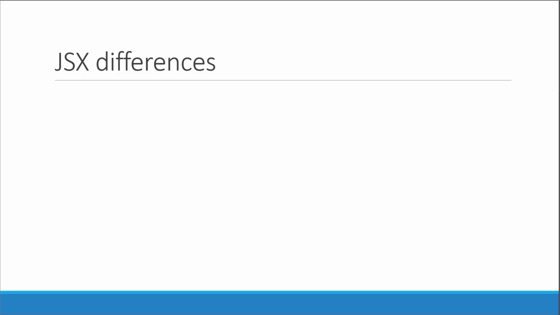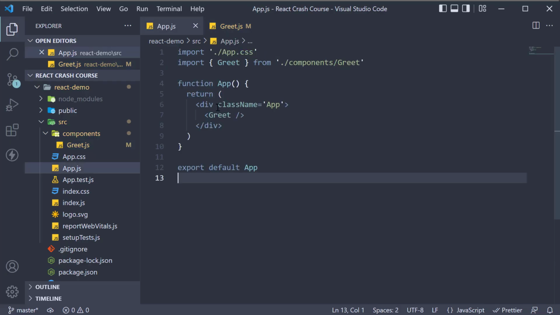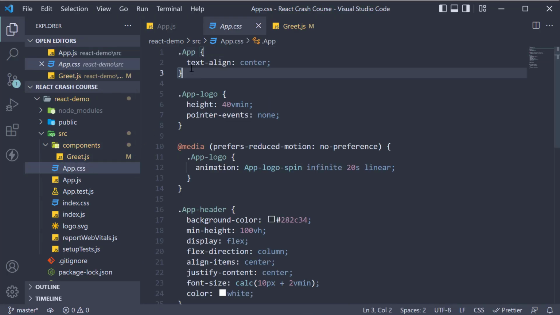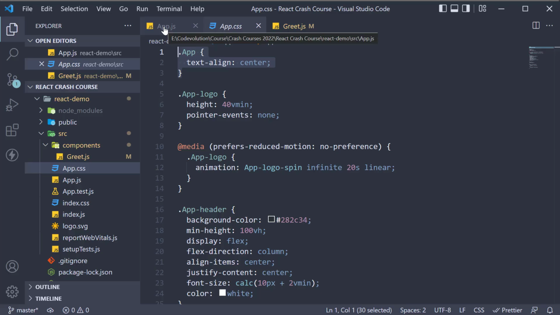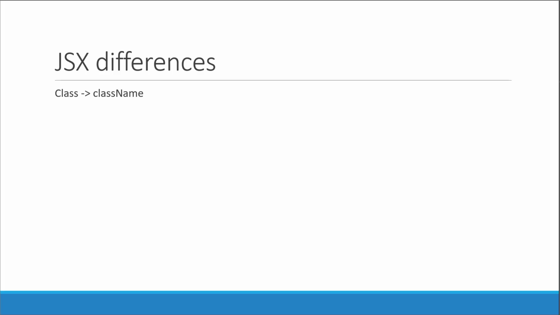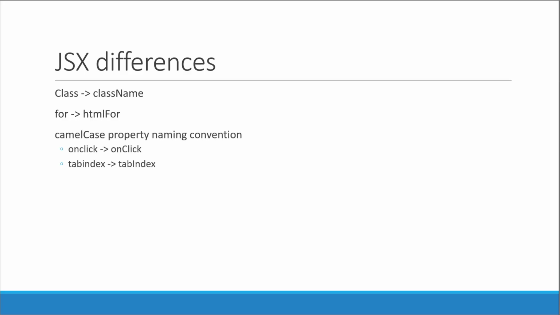The first one, which is already present in app.js, is class being replaced by className. In app.js, you can see className is equal to app, and app is a class defined in app.css. Similarly, we also have the for attribute being replaced by htmlFor since it is a keyword in JavaScript. You're also going to see camel case property naming convention instead of HTML attribute names.